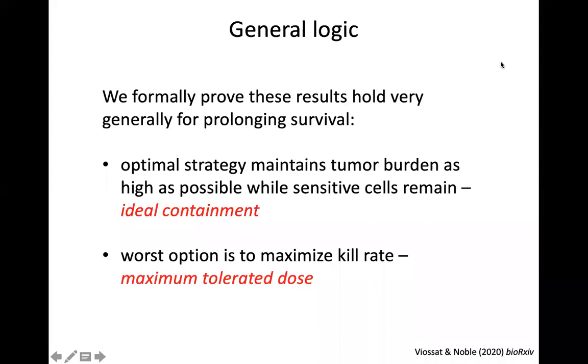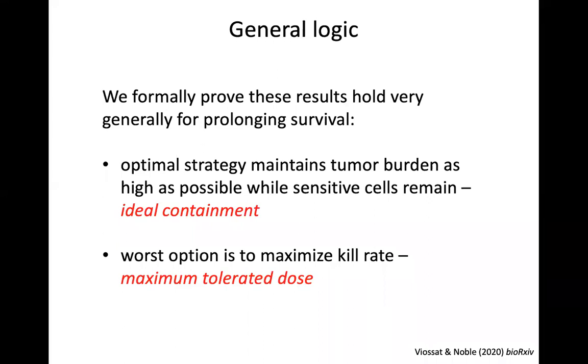And what Yannick was able to prove very generally and very rigorously is that under these assumptions, two important results hold very generally. So the first one is that the optimal strategy maintains tumor burden as high as possible as long as there are some sensitive cells left. We call this ideal containment strategy.